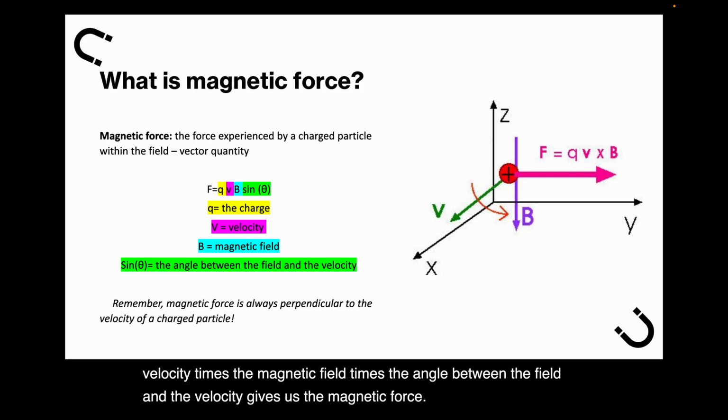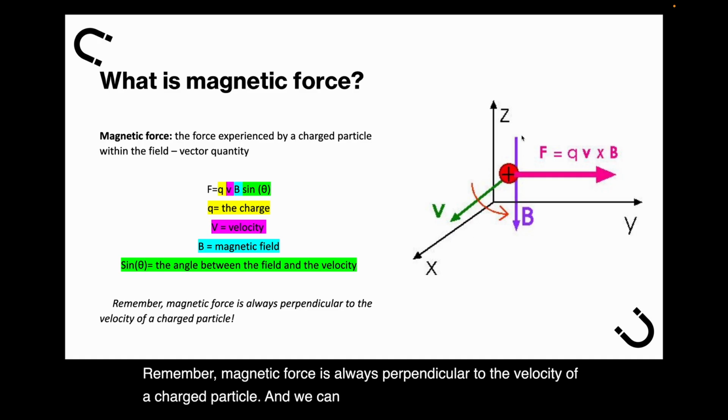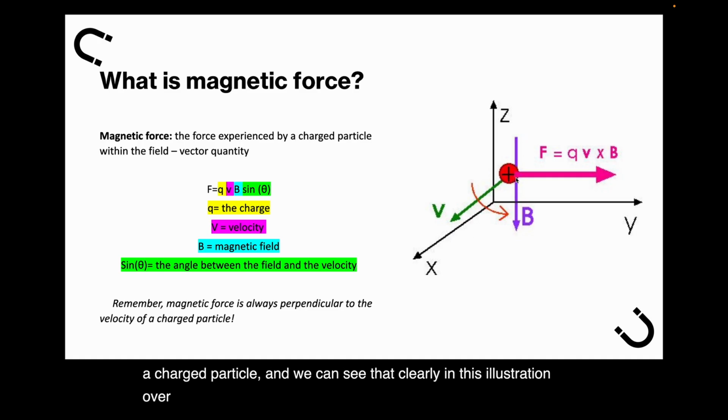Remember, magnetic force is always perpendicular to the velocity of a charged particle, and we can see that clearly in this illustration over here. We see the velocity, and then we see the perpendicular magnetic force.